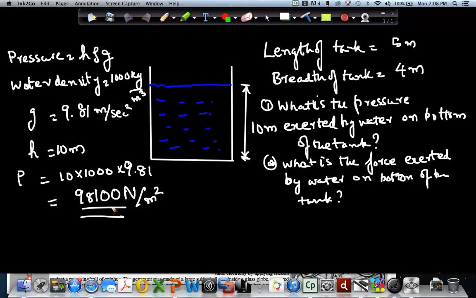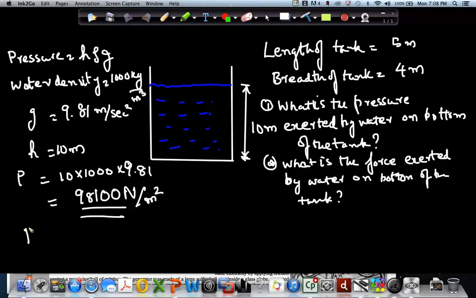Very heavy. It's very heavy. Why? Because 98,100 Newton, if you look at it as about 10,000 kilograms, this is going to be about 9 tons weight. 9 tons per meter squared. A 9-ton weight is acting, from 10 meters of water. So it's very heavy, right? 98,100 Newton per meter squared is the pressure.